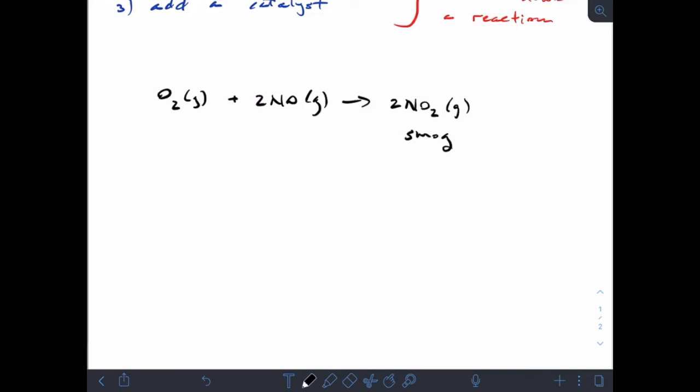So from what we know about stoichiometry, we can talk about the fact that in this reaction we have 1 mole of O2, we have 2 moles of NO, and we have 2 moles of NO2. Right? 1 mole of O2 is used up, 2 moles of NO are used up, and 2 moles of NO2 are made.